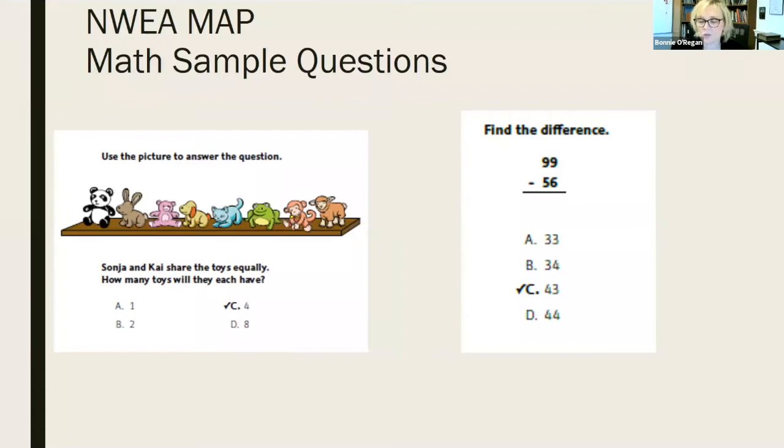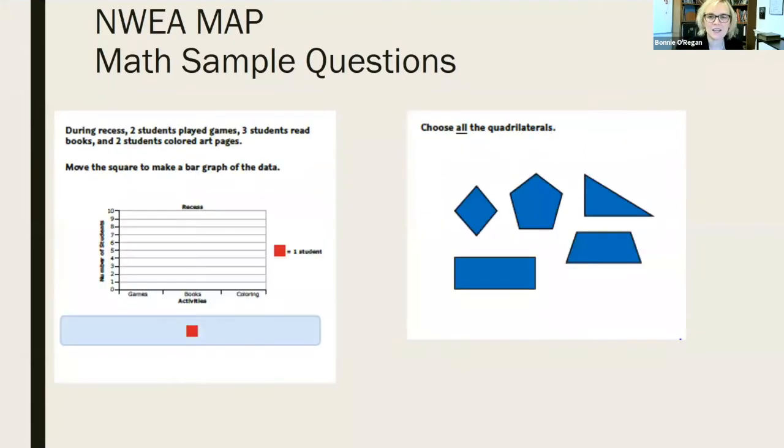For math, for those students who are testing for math enrichment, here are some sample questions. These are sometimes multiple choice where they'll get pictures that they can use, or that's computation. Yes, they will be given scrap paper. I'm not reading the questions. Yes, of course they can have scrap paper. And again, this is untimed.